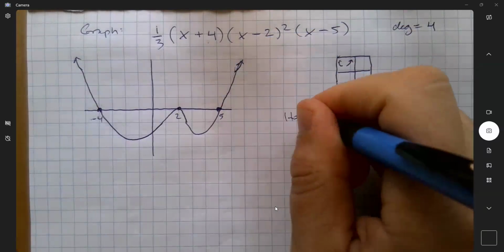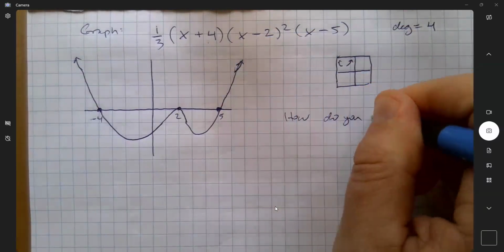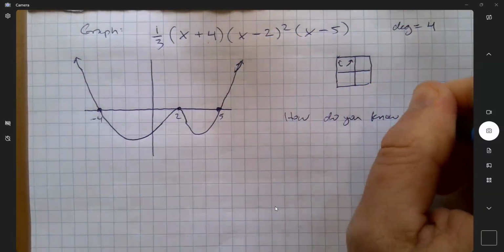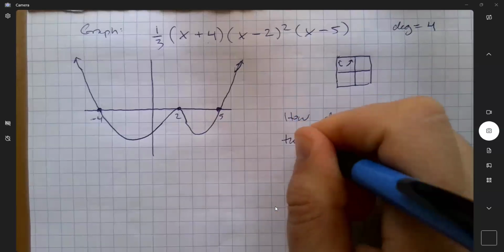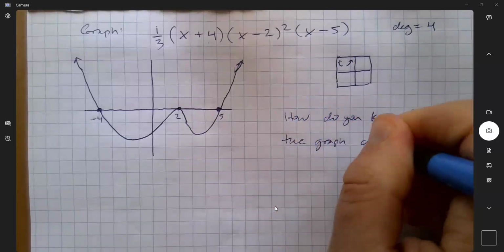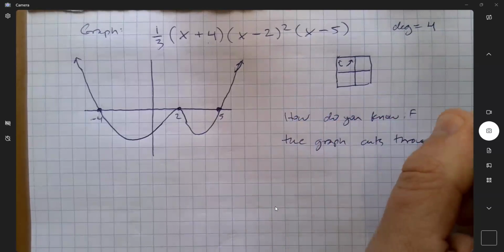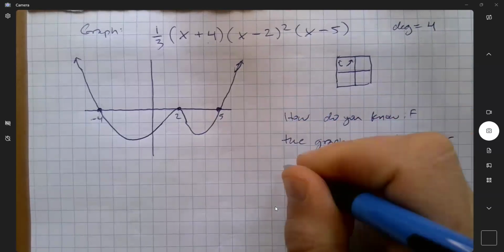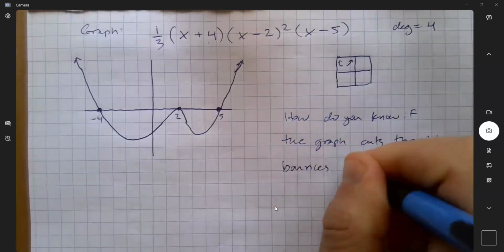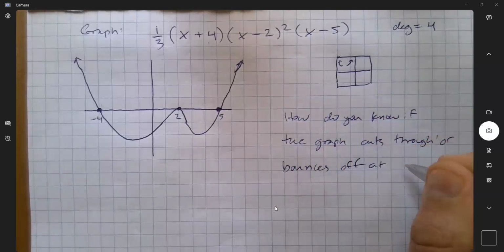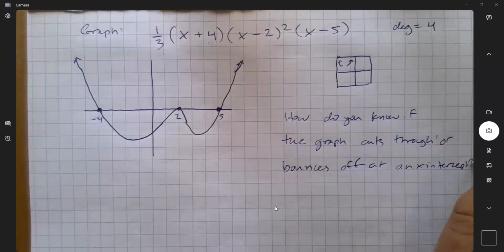So how do you know if the graph cuts through or bounces off at an x-intercept? And it's actually very related to the idea of turning points.